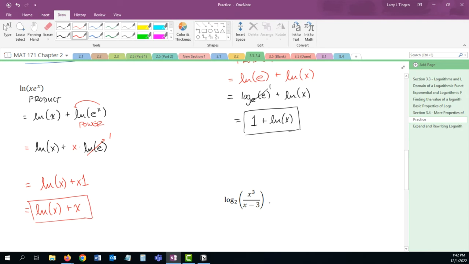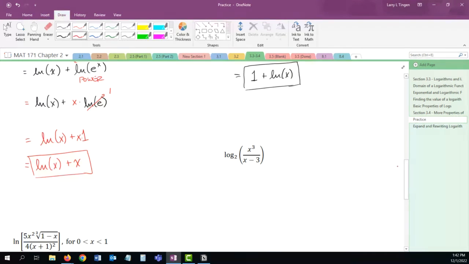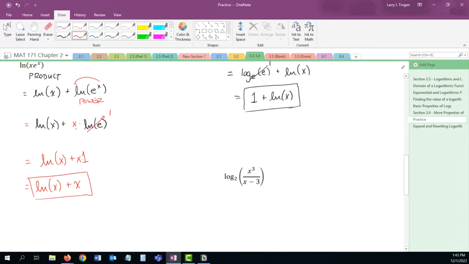Sorry, I took a little nap there in my head and forgot about the x that was still there. All right, the natural log of e is 1, but it doesn't impact that x out front. 1 times x is x.